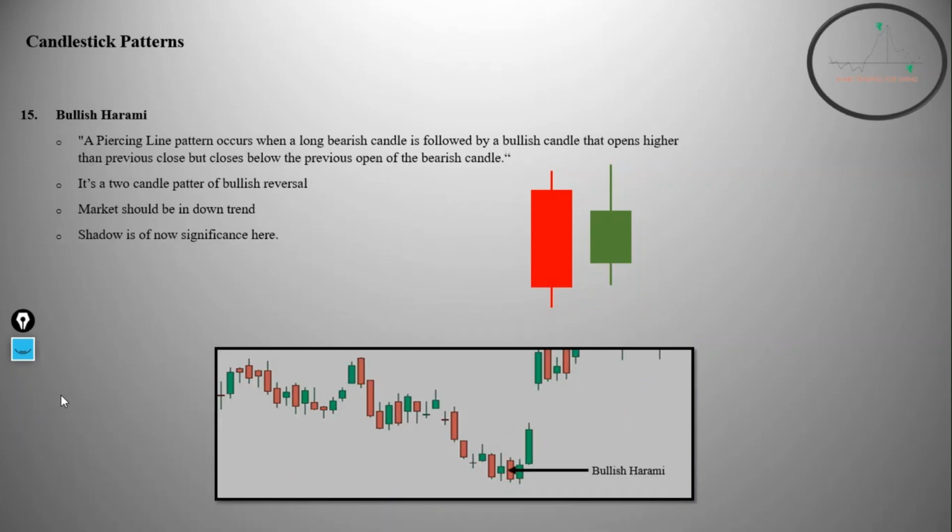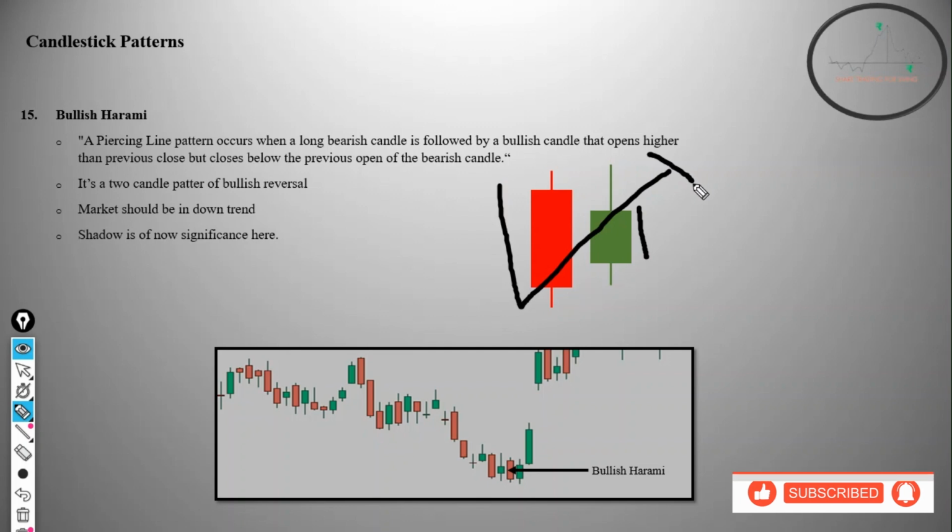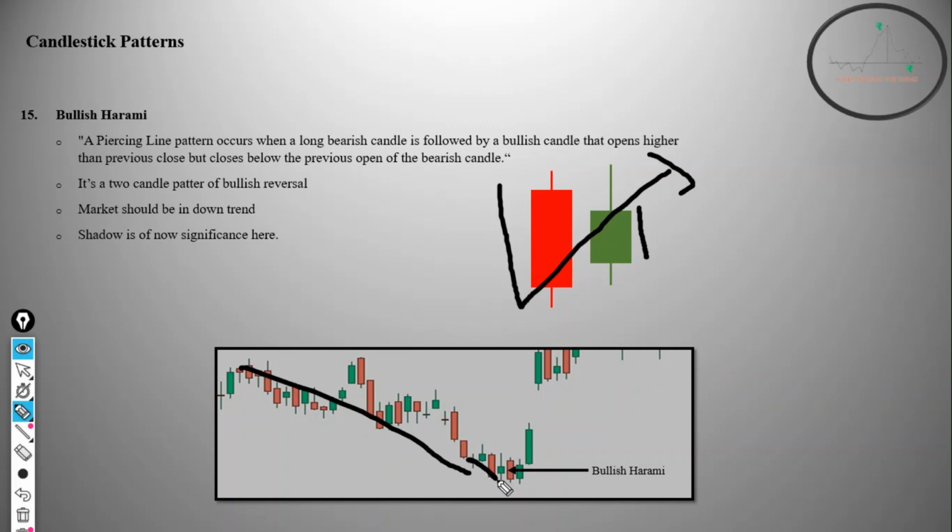So let's move to the next pattern, which is bullish Harami. Bullish Harami is a pattern wherein the previous candle was a red candle and then a green candle happened, but the body of the green candle was within the red candle. And again, this should happen in a downtrend, because only in a downtrend will there be a trend reversal. In an uptrend this pattern will not have any importance or significance.